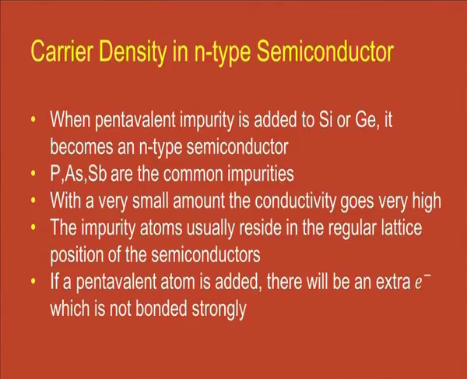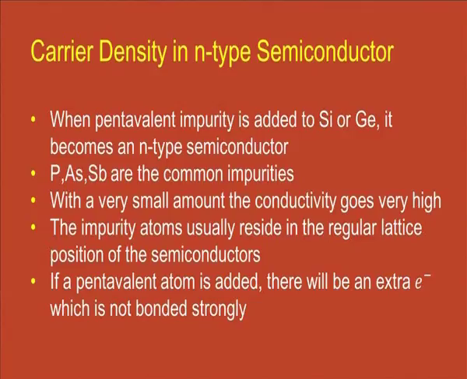When a pentavalent impurity is added to silicon or germanium, it becomes an N type semiconductor. So, what are these pentavalent impurities? Very common examples of pentavalent impurities are phosphorus, arsenic and antimony. A very small amount of these impurities in the semiconductor will increase the conductivity manifold.